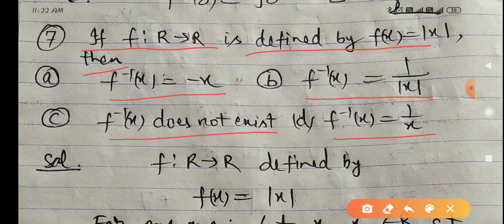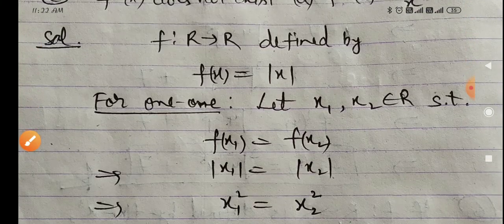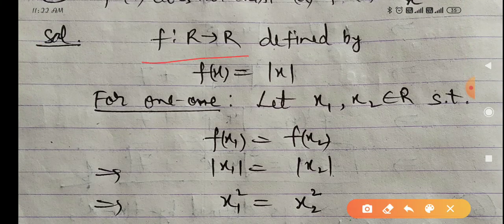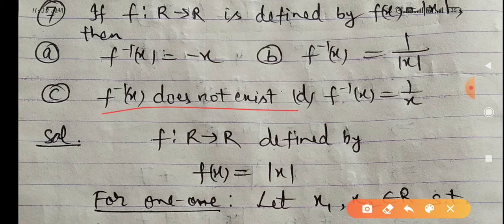Function is given R to R and defined by f(x) equals mod x. So I have written here the solution. First of all, I will check whether this function is 1-1 or not, because one option is given, f inverse does not exist. It is not said in the question that the given function is an invertible function, so you will have to check whether it is 1-1 and onto or not.